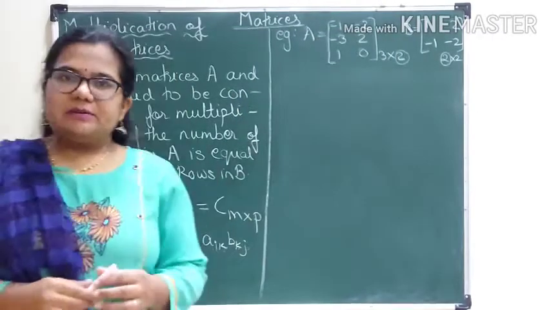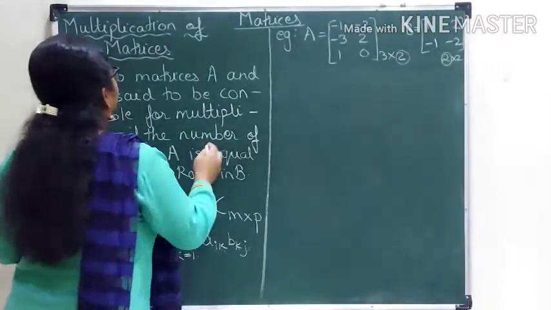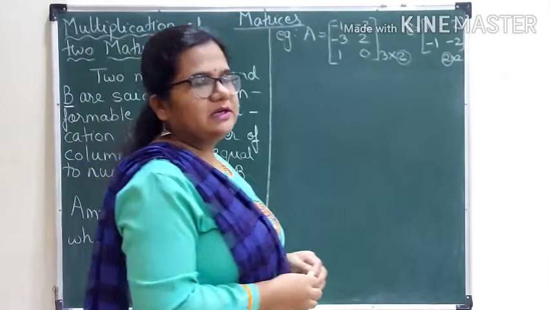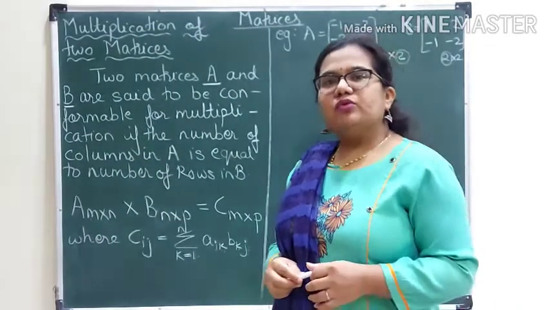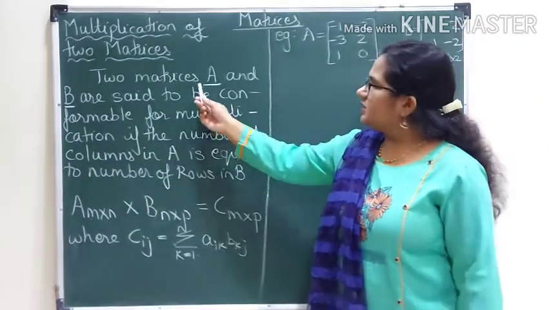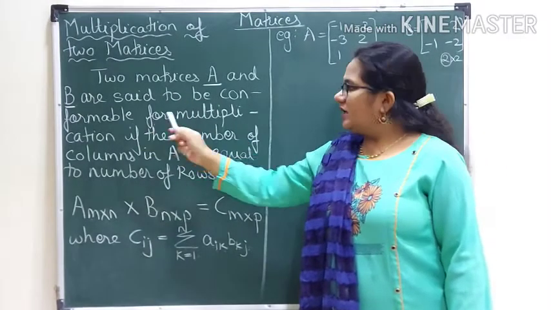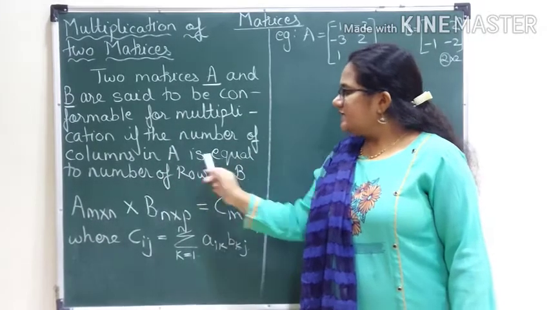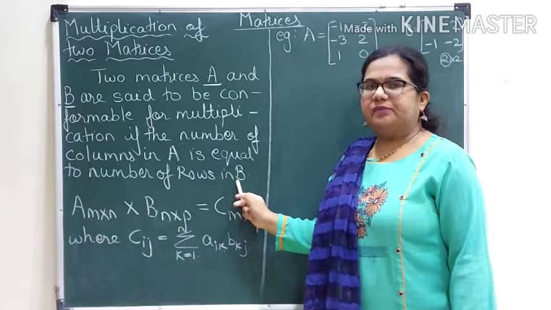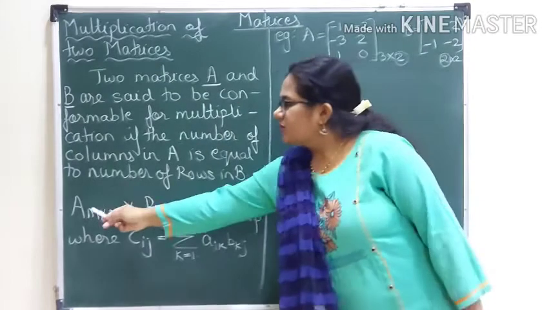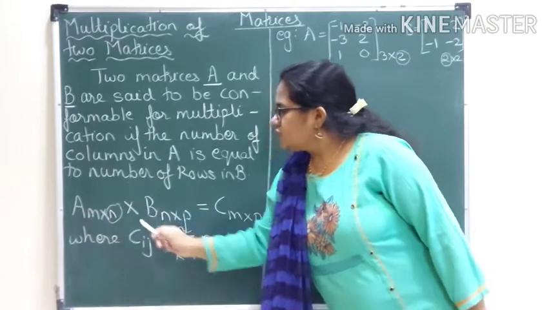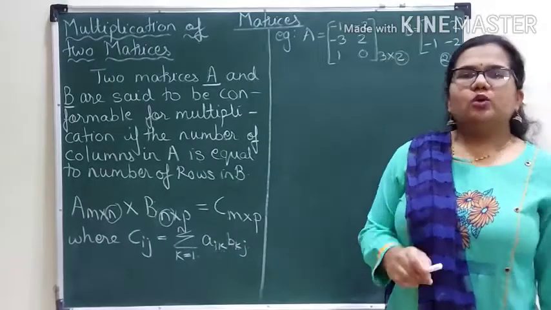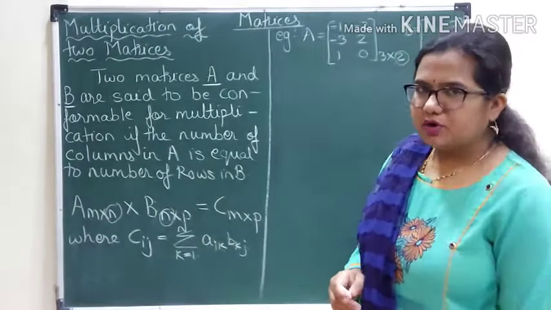Now to study multiplication of two matrices, you require two matrices. So we have taken matrix A and matrix B. Now there is a condition for multiplication. Multiplication of two matrices is possible, that is, multiplication is said to be conformable if the number of columns in A, the first matrix, is equal to the number of rows in B. So what is the condition? In the first matrix A, the number of columns should be equal to the number of rows of the second matrix. If they are equal, then only matrix multiplication is possible.